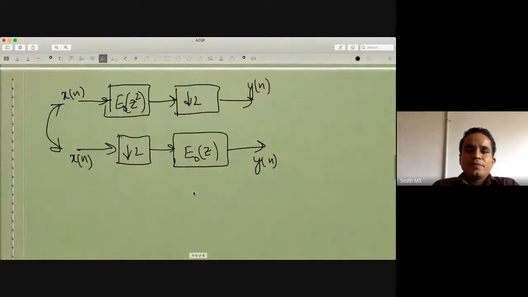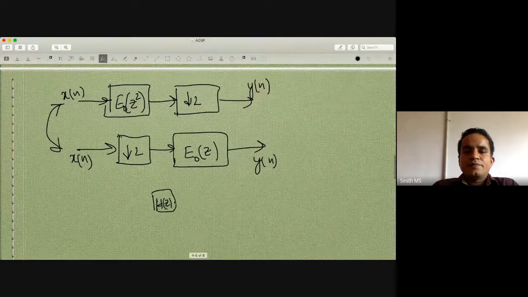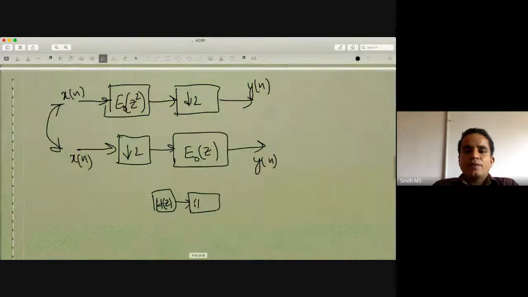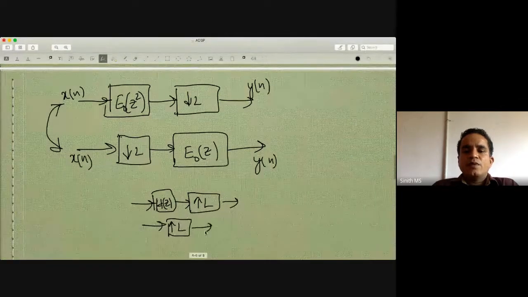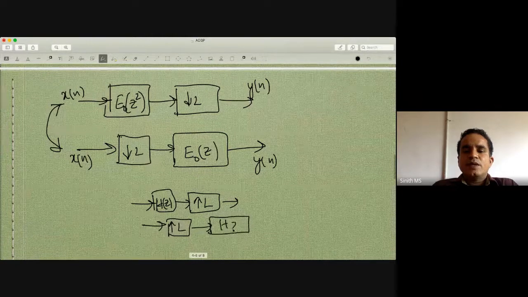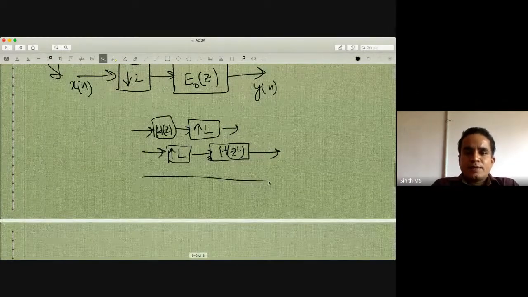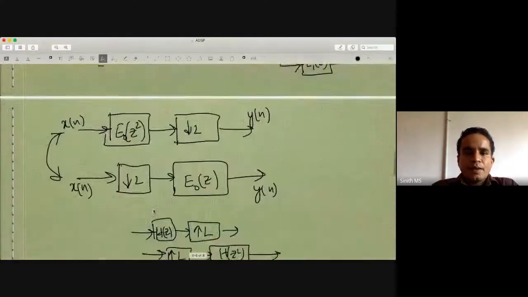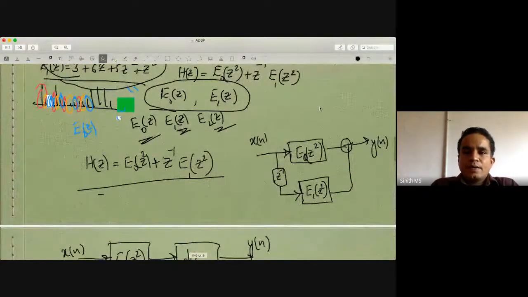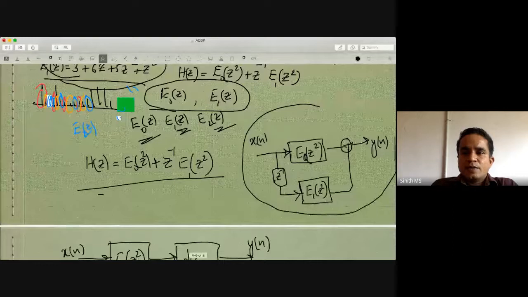So you know these identities now. When you have an H(z) followed by an upsampler by a factor of L, this is the same as an upsampler followed by H(z) raised to L. All this we have derived and proved, right? So this is the basic polyphase decomposition.